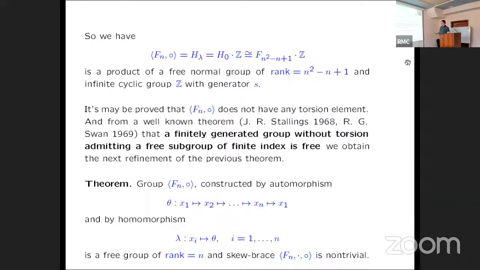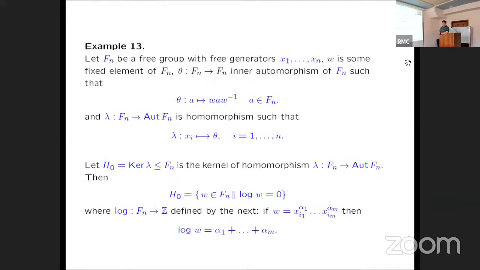And I know that skew-left brace is non-trivial. So we have first additive group and second additive group are isomorphic and free non-abelian group. And structure of skew-left brace is non-trivial.